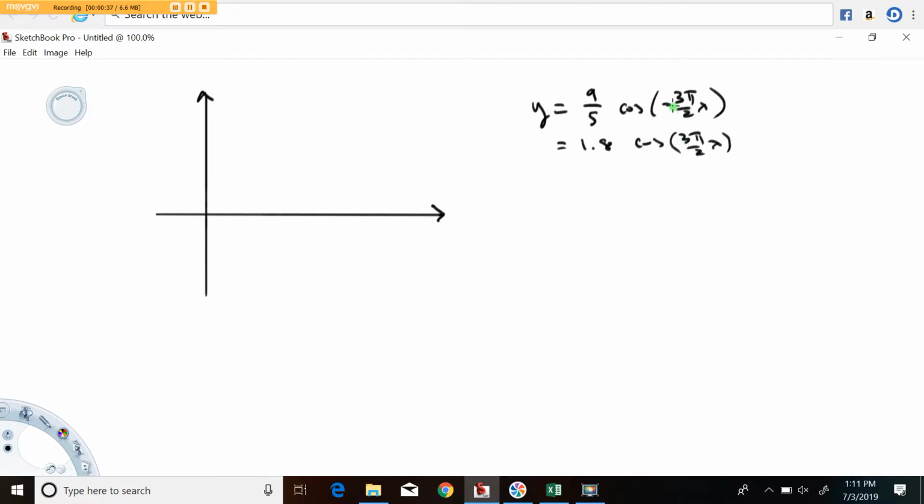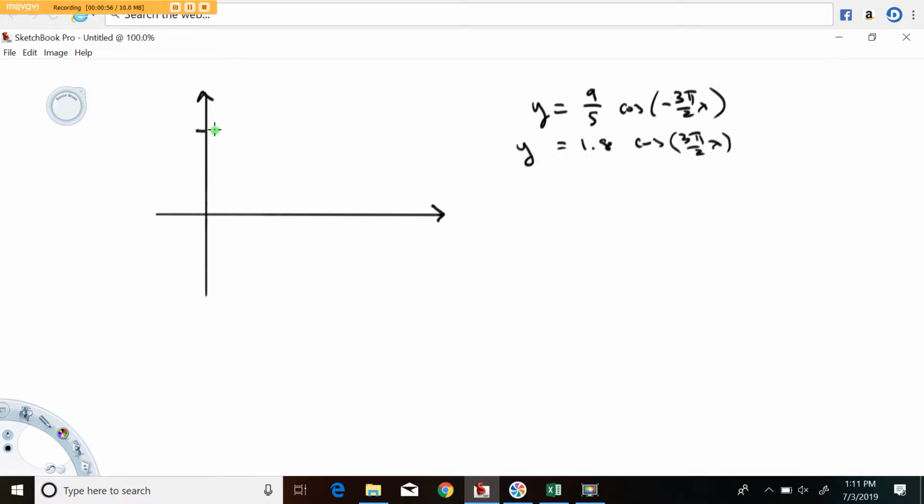You'll notice that I've lost the minus sign. The reason I lost the minus sign is that cosine is an even function. We don't need to consider the minus sign because the cosine of minus theta and the cosine of theta are the same. That's a property of all even functions. So now what we're looking at is a basic cosine wave with an amplitude of 1.8.